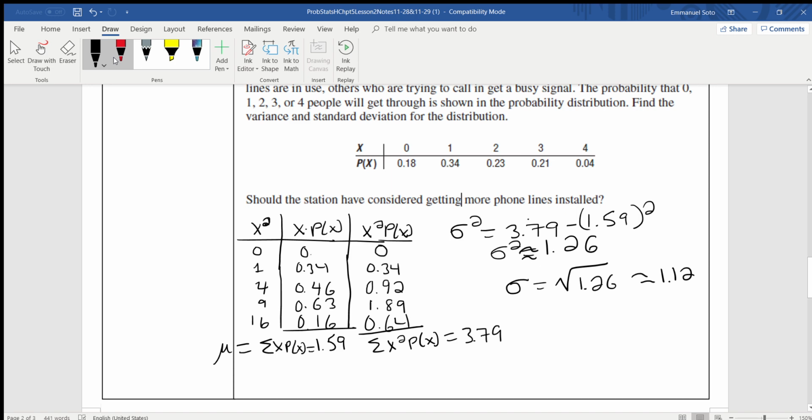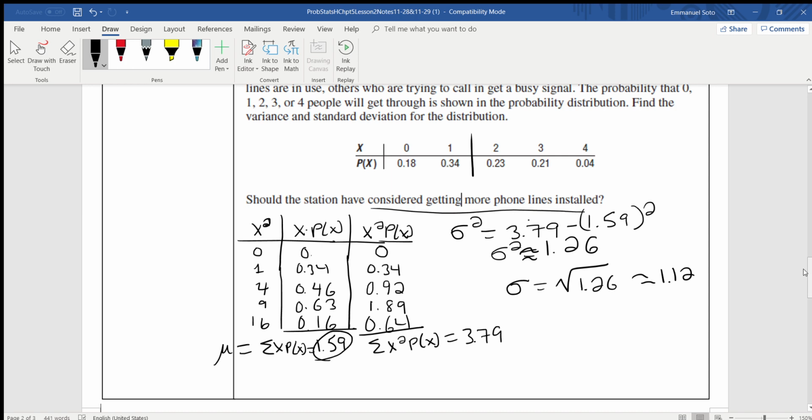Alright, so then it's asking, should the station have considered getting more phone lines? So we know that on average, we're going to get about 1.59 phone lines, so it's sort of halfway. And we know that on any given day, it could spread out by about 1.12 on each side, or on very rare occasions, it can spread out by more than 1.12. We can have another 1.12 spread, but that is very rare.